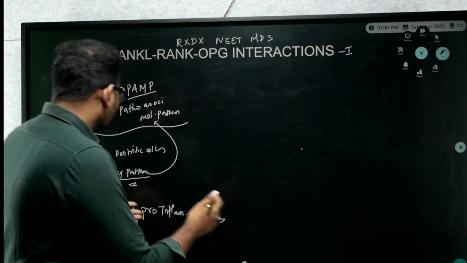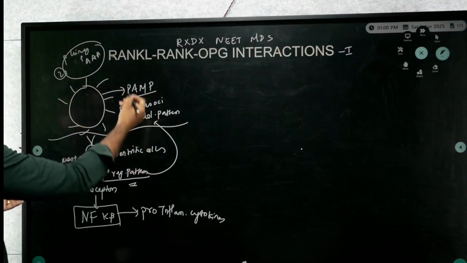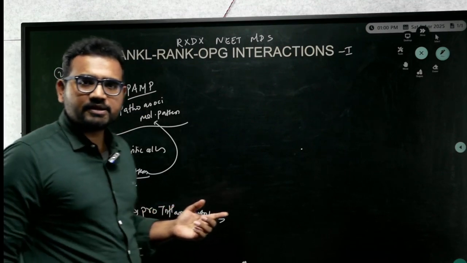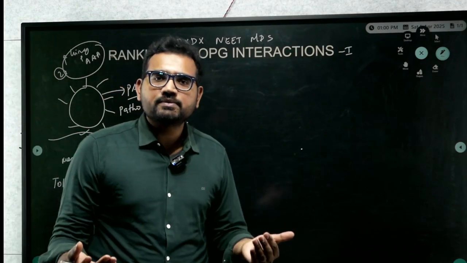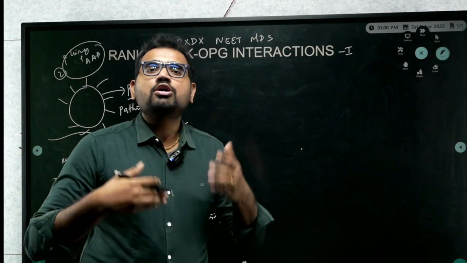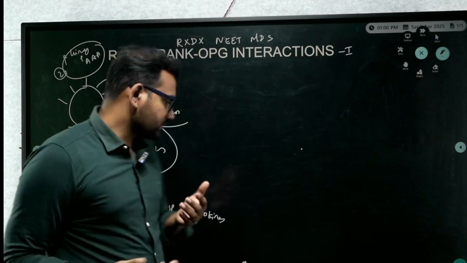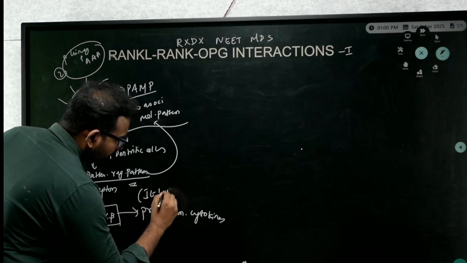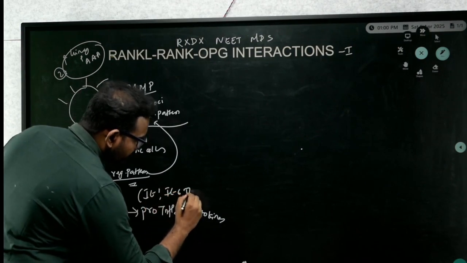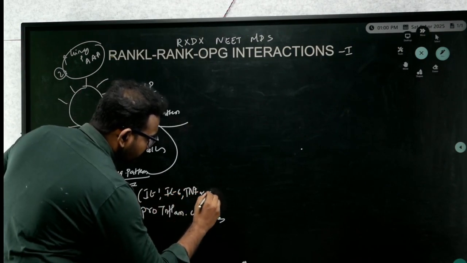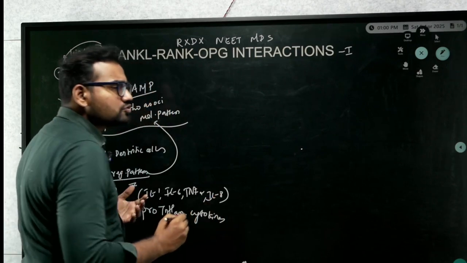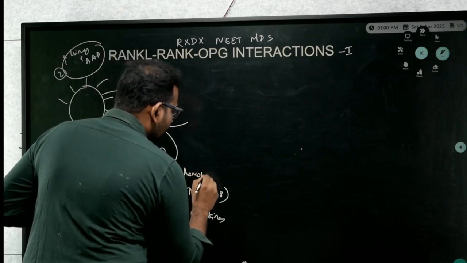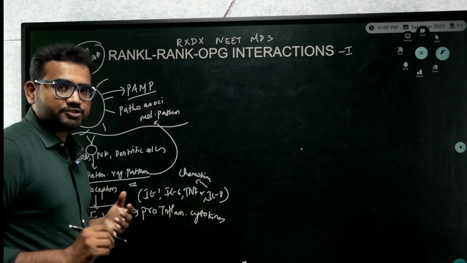Okay, so once this bacteria is identified by the toll-like receptors, it is going to send signal to nuclear factor kappa B. And what does the nuclear factor kappa B produce? It produces lots and lots of pro-inflammatory cytokines. Okay, can you name some pro-inflammatory cytokines? Interleukin 1, interleukin 6, tumor necrosis factor alpha, interleukin 8. Interleukin 8 is also called a chemokine. Okay, it brings neutrophils to the site of inflammation.